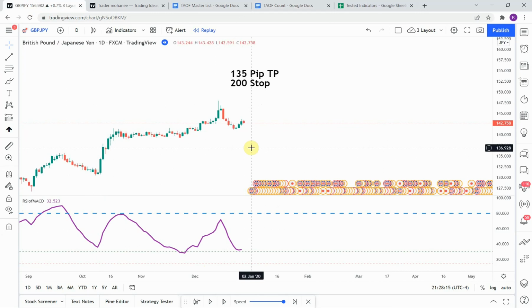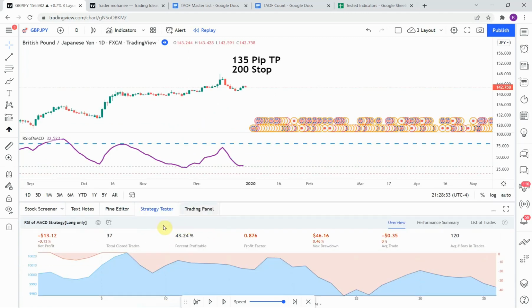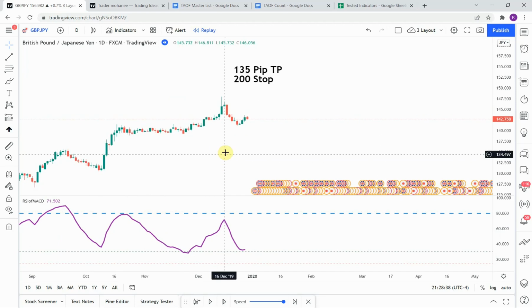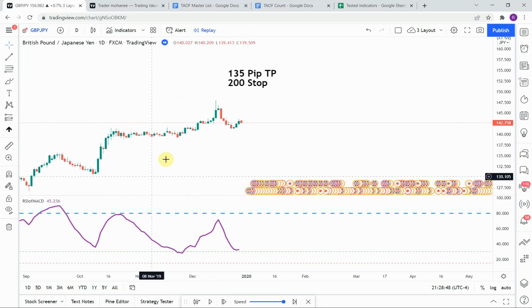Alright, so today's indicator is the RSI of MACD. Now we tested this one on the last video that we did. And so, as I mentioned in that video, this is a strategy, not an actual indicator. And so if I click on this here, you can see that it brings up the strategy testing screen there. And so what we are doing is testing this in a slightly modified way instead of using it as the strategy indicator that it should be used.